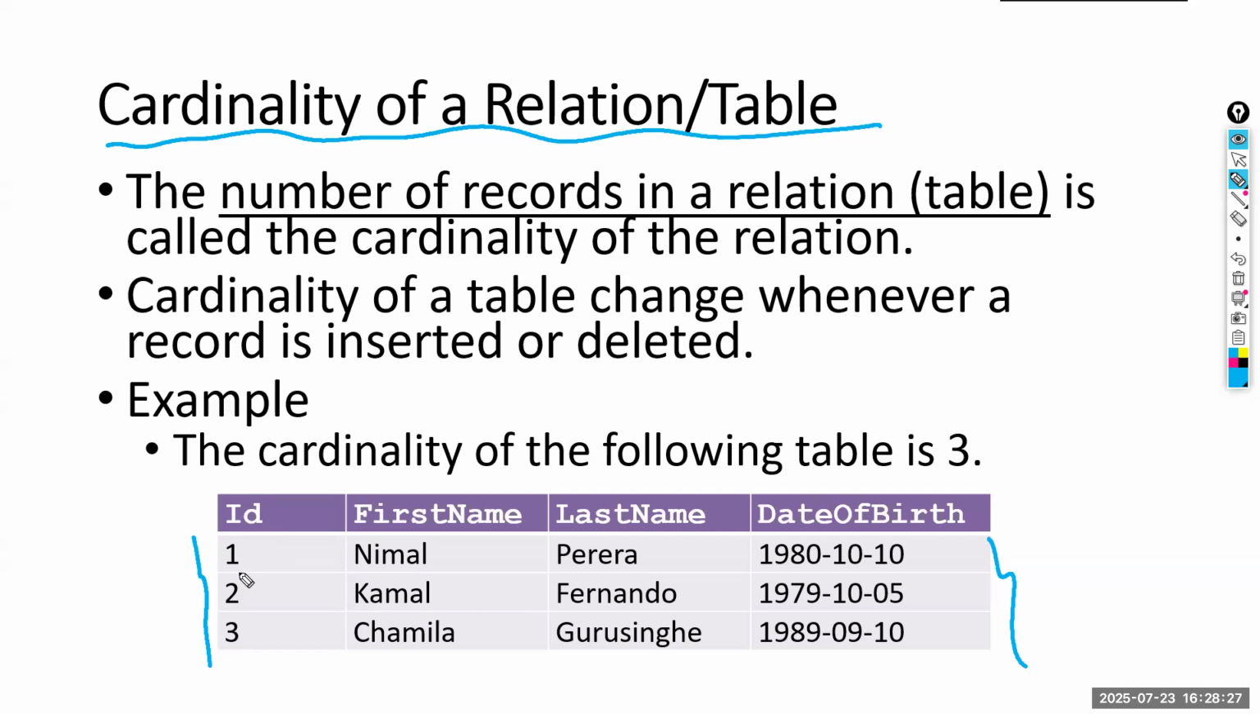If there are 40 students in a class, then the student table will have 40 records. Cardinality is 40. These are not rocket science, right? You can easily understand.